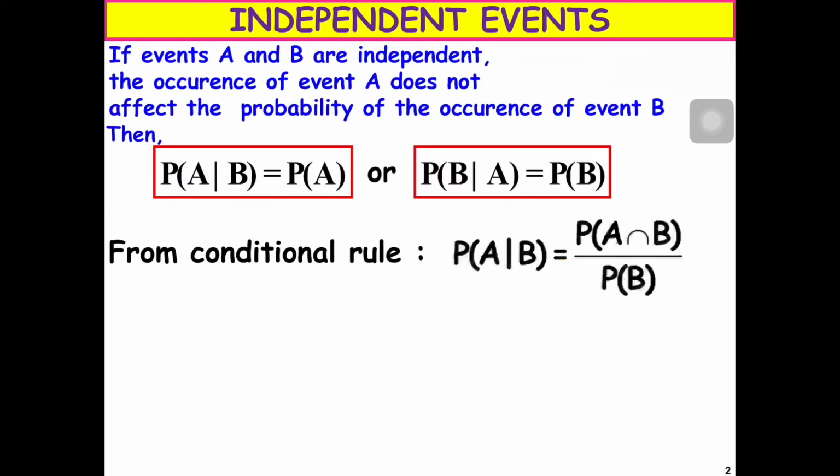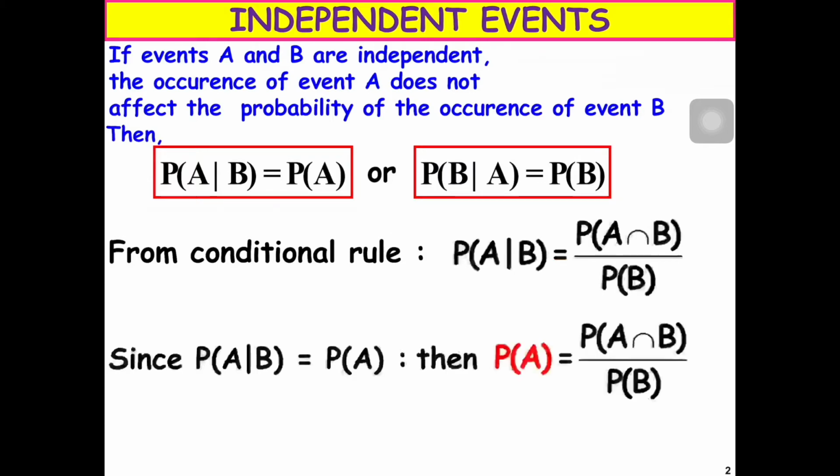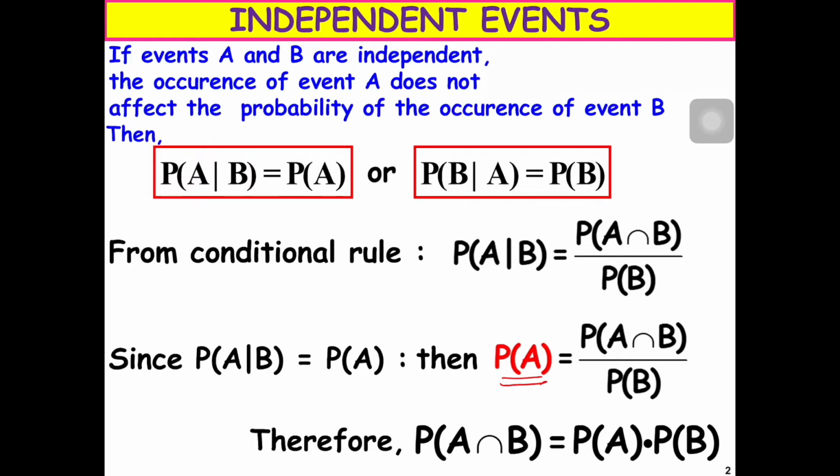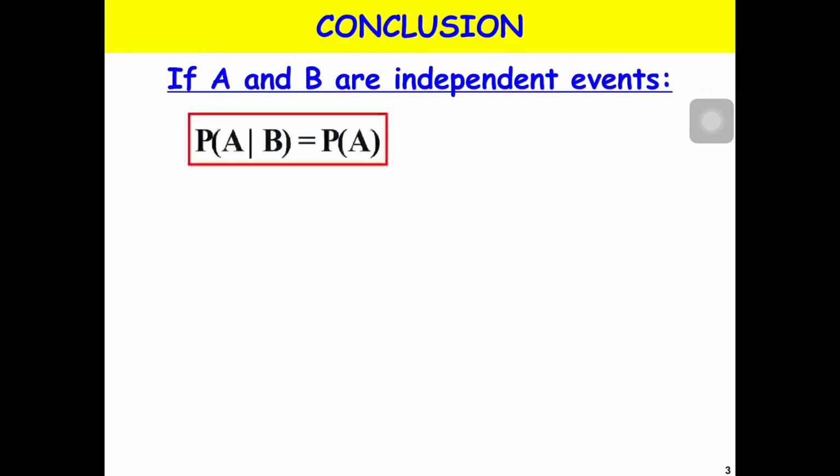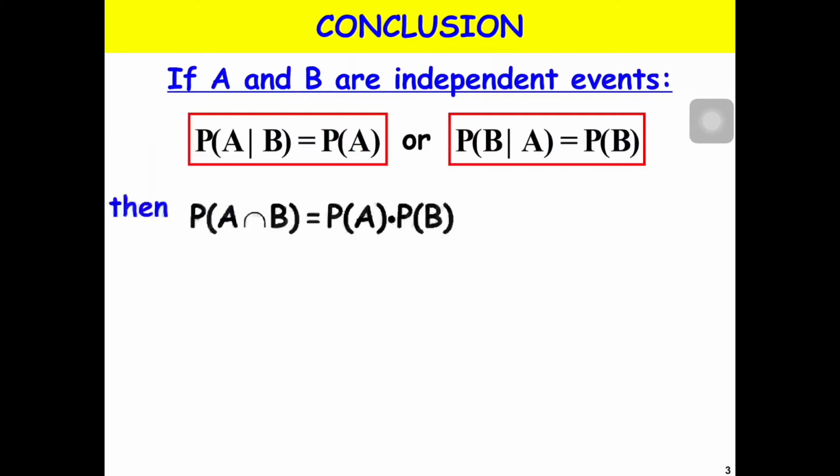So for the conditional rule, probability A given B equals probability A and B over probability B. Since probability A given B equals probability A, then probability A equals probability A and B over probability B. Therefore, you cross multiply, and probability A and B equals probability A multiplied with probability B. So in conclusion, if A and B are independent events, probability A given B equals probability A, or probability B given A equals probability B, then probability A intersect B equals probability A multiplied with probability B.